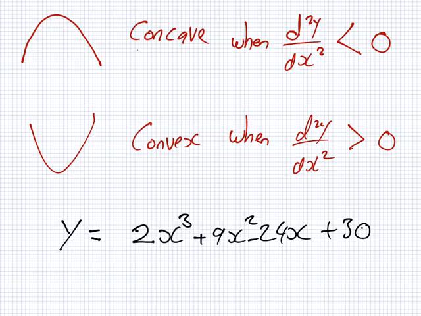2x cubed plus 9x squared minus 24x plus 30. Last time, how did we find the turning points? What do you do to find the turning points? dy/dx equals 0. I want you to find the two turning points here. Should only take you a minute or two.